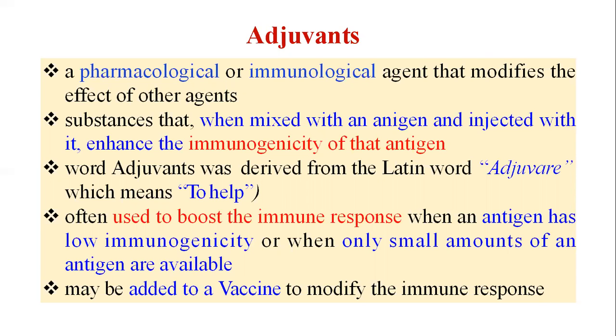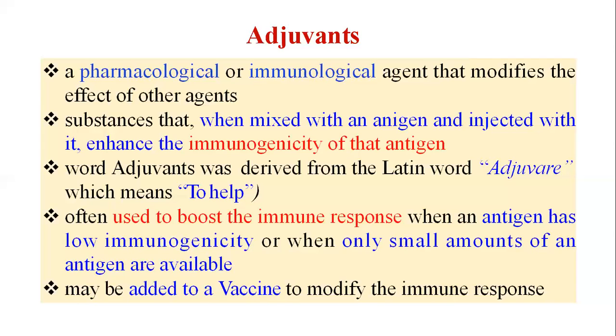And substances of this type that can be regarded as adjuvant, when mixed with an antigen and injected into the host parenterally, that is parenteral administration, will enhance the immunogenicity of that particular antigen. So mostly in case of vaccine administration or vaccine treatment, these adjuvants are used to boost the immunogenicity of the injected antigen.